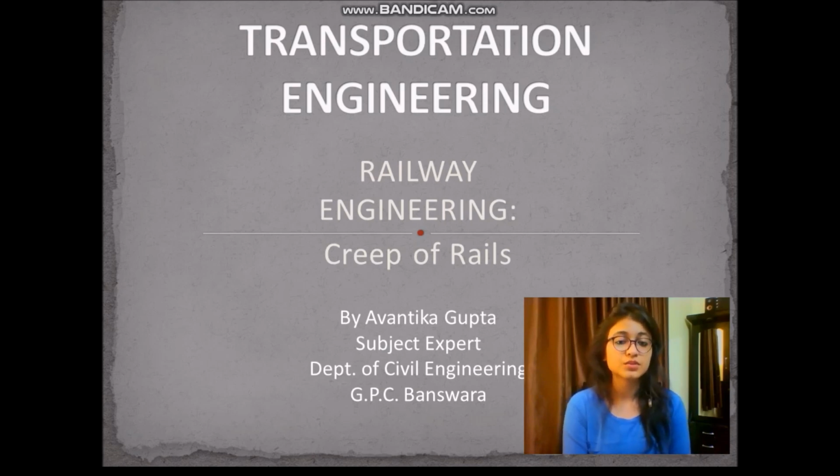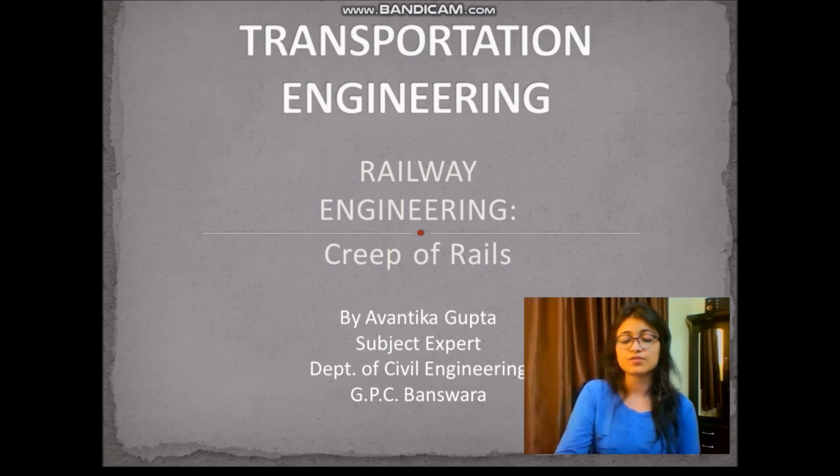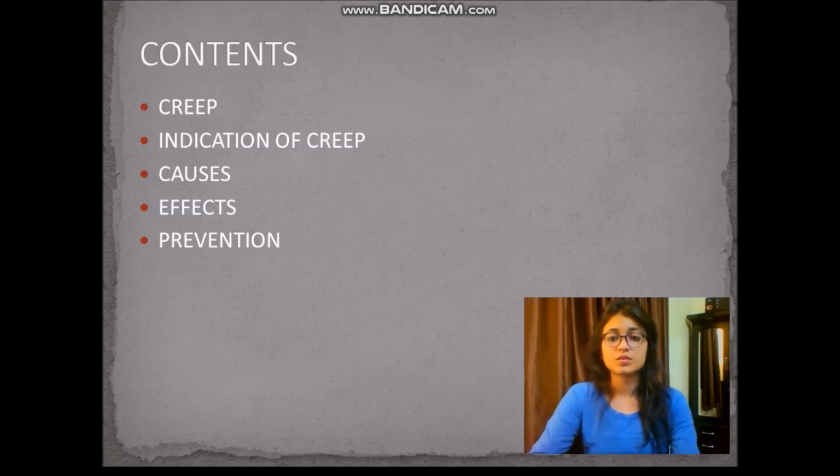In the previous lectures, we studied gauges, rails, types, the wearing of rails, and the failure of rails. Now in this video, we will study the creep of rails. This video lecture will deal with what creep is, indication of creep, that is, how can we come to know that creep has occurred in the rail, causes, effects and prevention, because it is an undesirable thing. So we'll have to see how we can prevent creep.